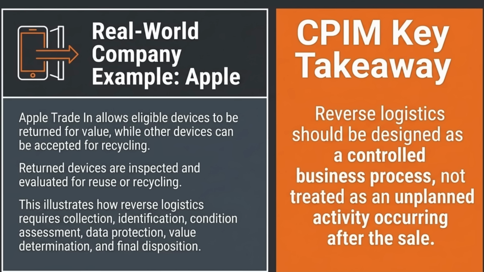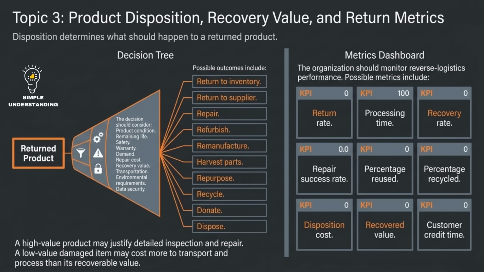Topic 3. Product disposition, recovery value, and return metrics. Disposition determines what should happen to a returned product. Possible outcomes include return to inventory, return to supplier, repair, refurbish, remanufacture, harvest parts, repurpose, recycle, donate, dispose.